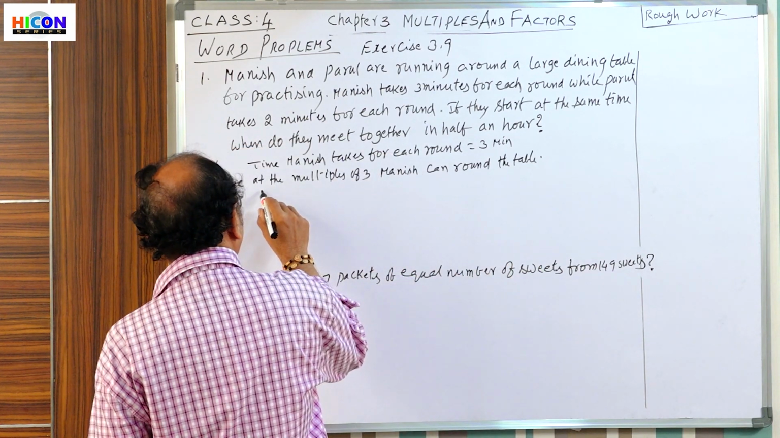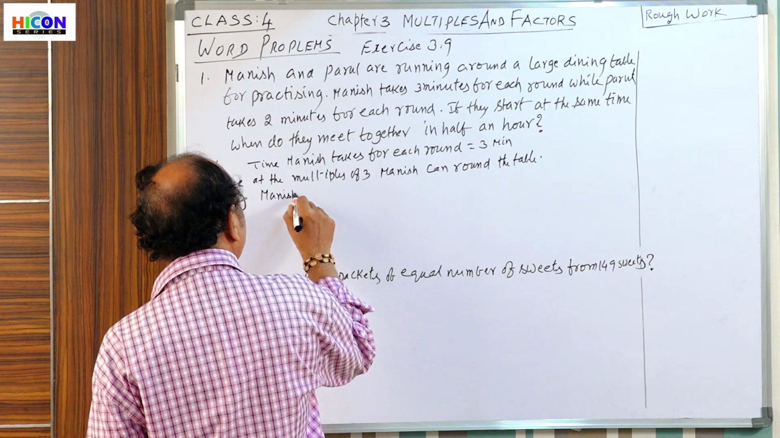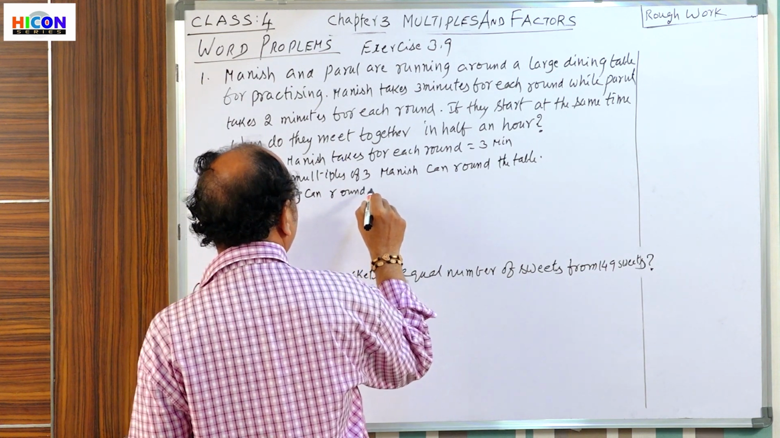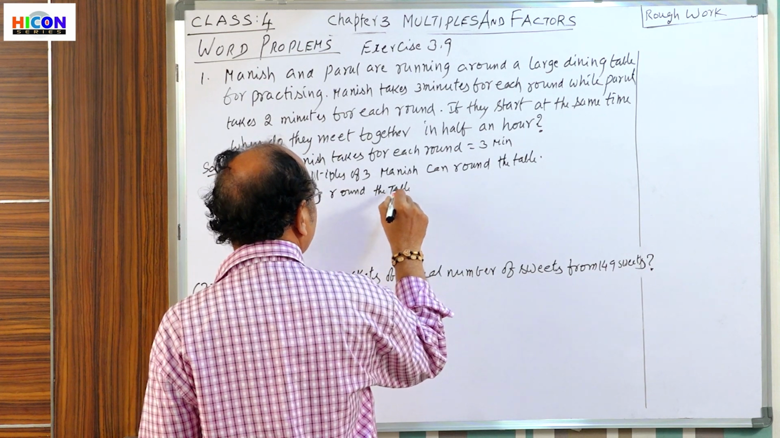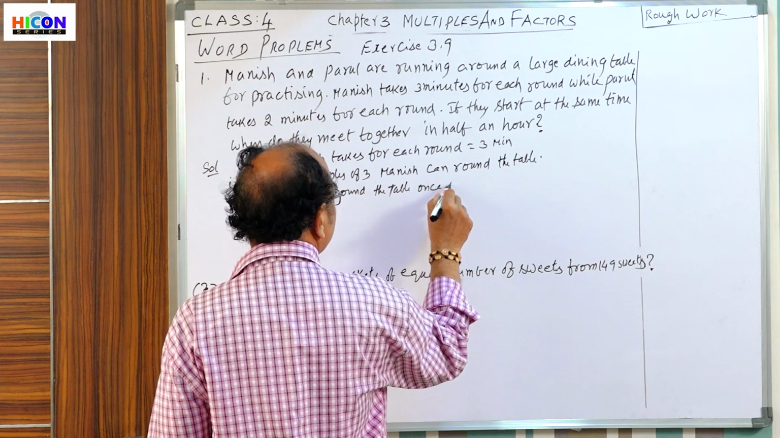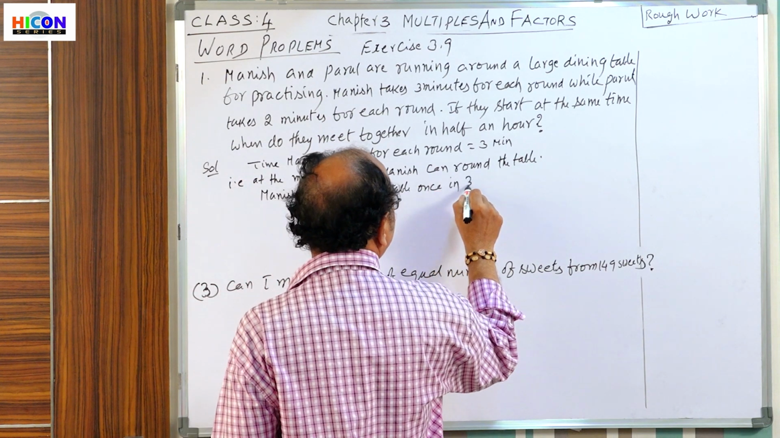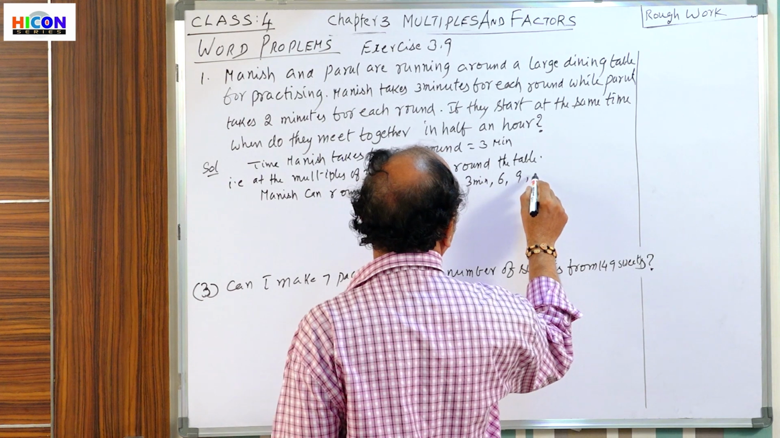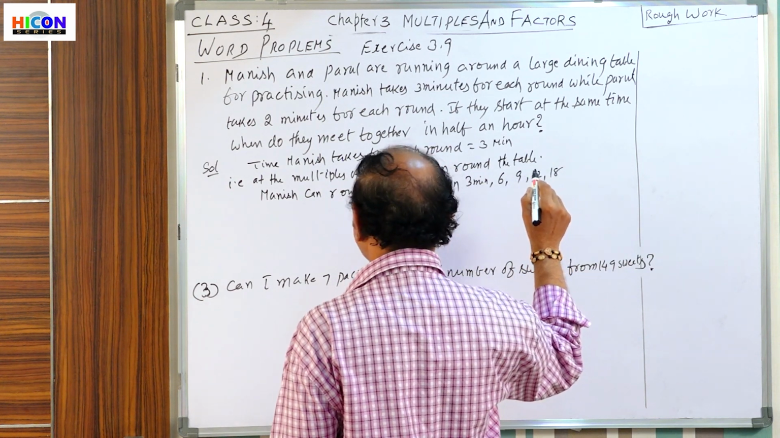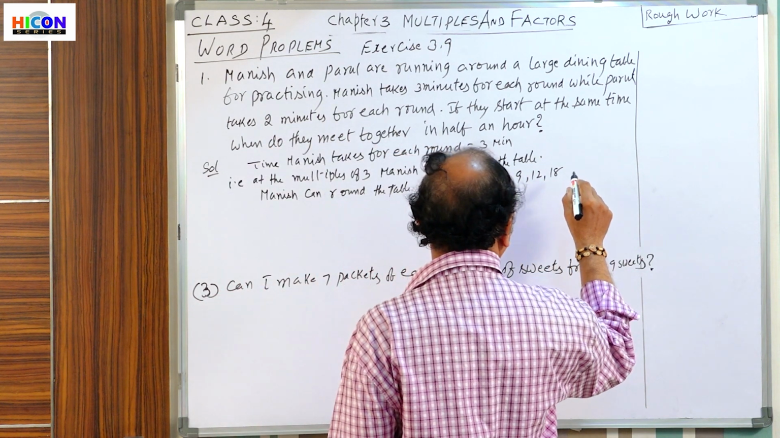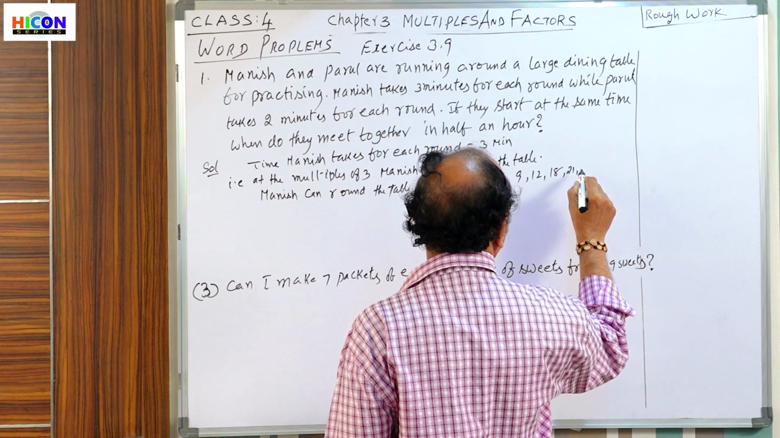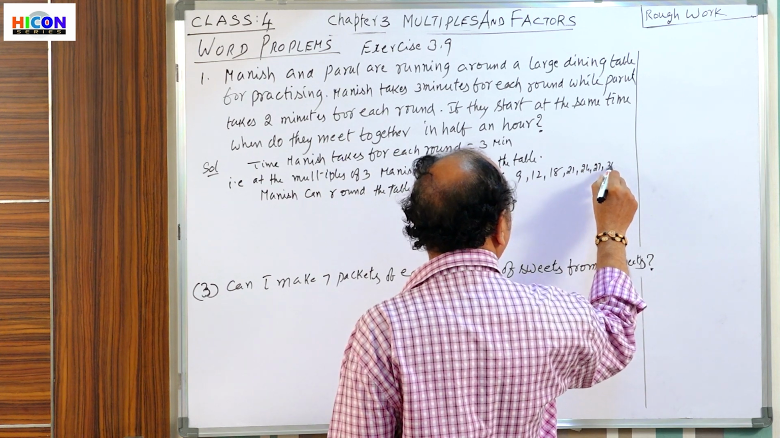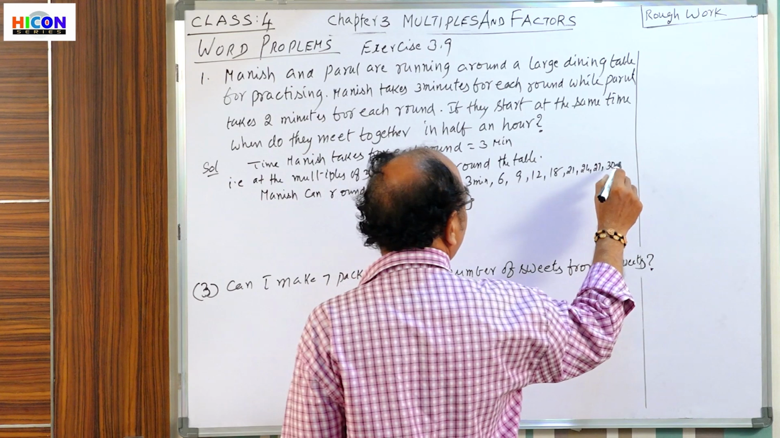So Manish can round the table once in 3 minutes, 6 minutes, 9 minutes, 12 minutes, 15, 18 minutes, and 21 plus 3, 24, 24 plus 3, 27, 27 plus 3, 30, and so on.